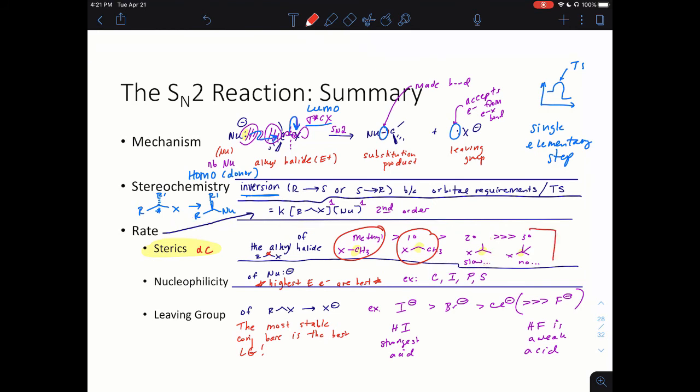And then I just never, ever, ever want you to predict SN2 on a tertiary carbon. It's just not going to happen. That alpha carbon is just so crowded with all those methyl groups that the nucleophile cannot get in there, and there's just no rate of reaction.